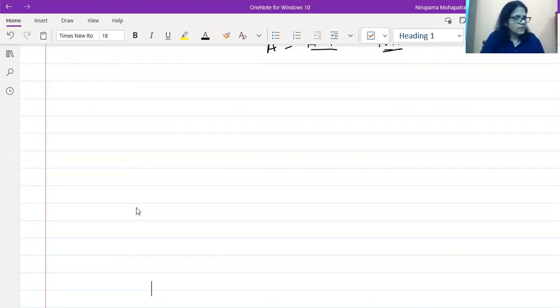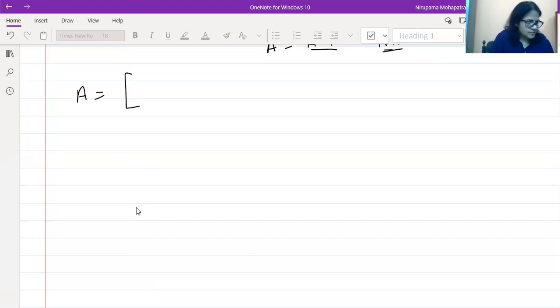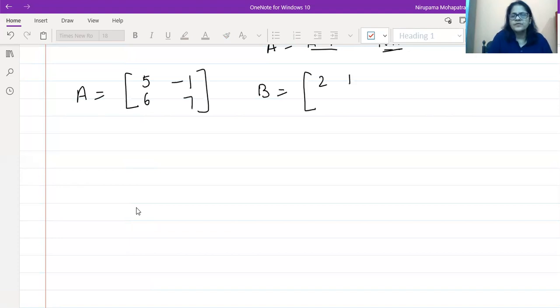First of all, I want to show you that matrix multiplication is not commutative. You can see question number 14 in the NCERT textbook. Let us take the A matrix, a 2 by 2 matrix: 5, minus 1, 6, 7. The B matrix is 2, 1, 3, 4.